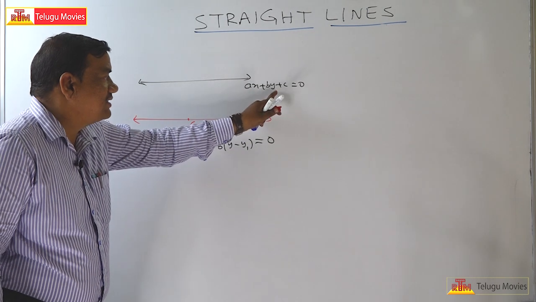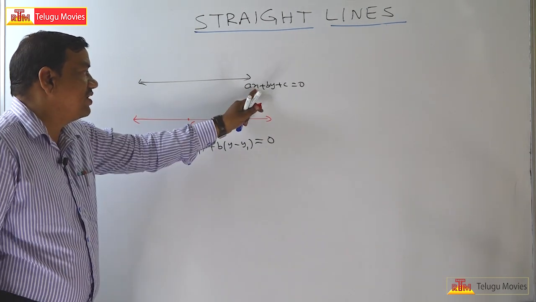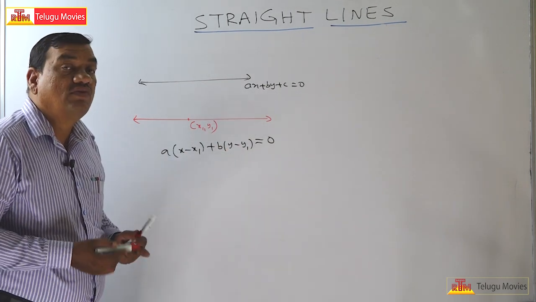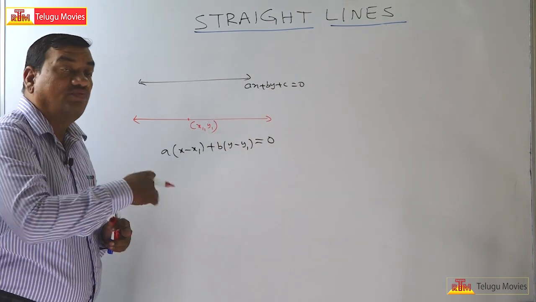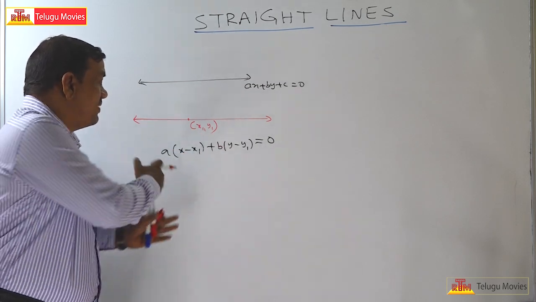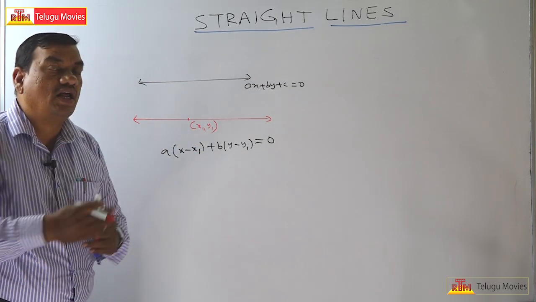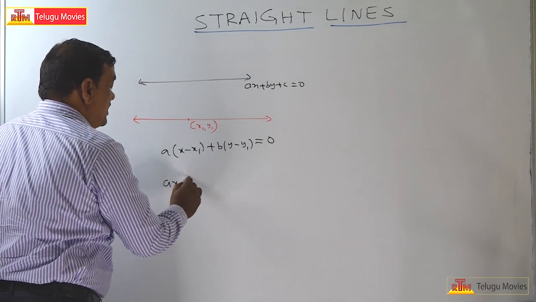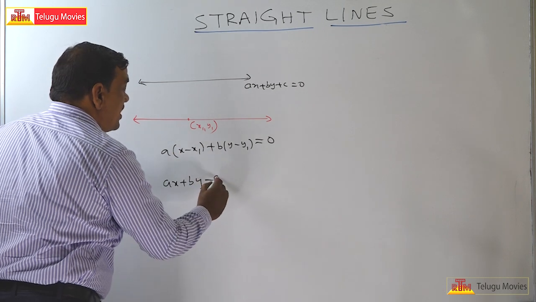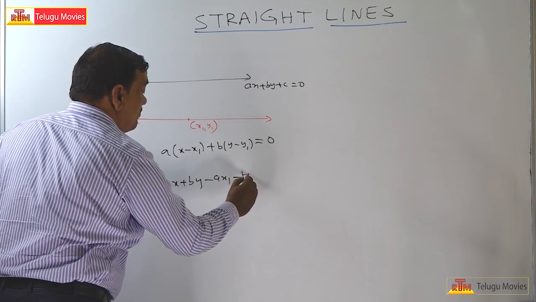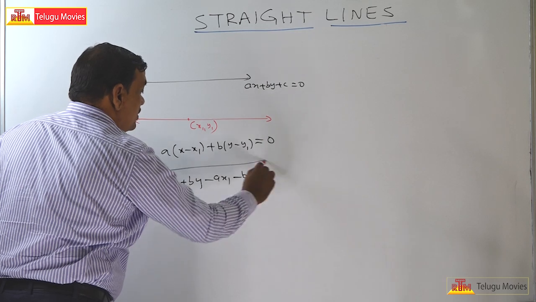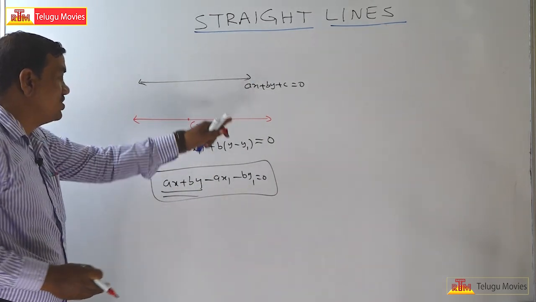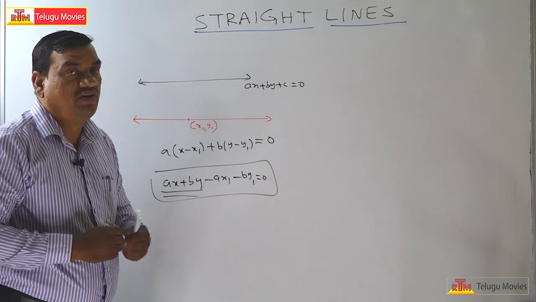Here, in place of a, b, the same will come; in place of x minus x1, and in place of y minus y1 will come. The constant will automatically come if you substitute the x1, y1 values here and multiply with a and b. If you simplify this, you will get ax plus by, minus ax1, minus by1 is equal to 0. Is it not the line parallel to this ax plus by? The constant is minus ax1 minus by1 is equal to 0.